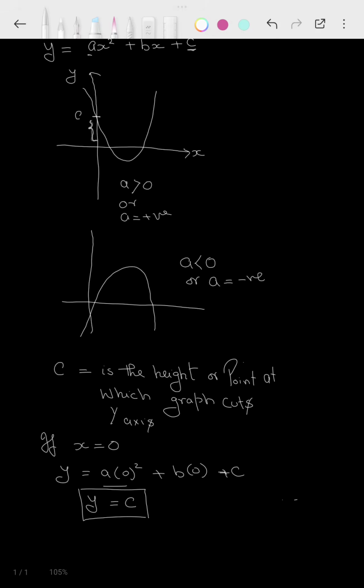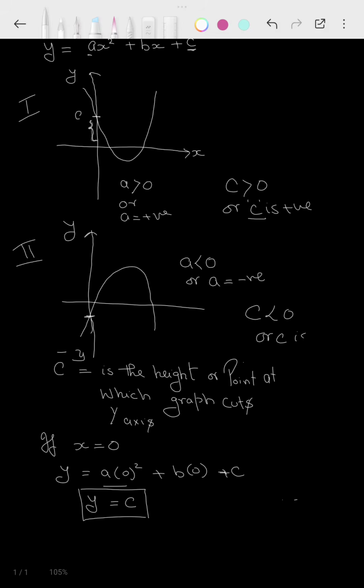So in the first case, where we have the curve or the graph opening upward, here our C is greater than 0 or C is positive. In the second case, see, it is intersecting the y-axis in the negative direction. So in this case, C is less than 0 or C is negative.